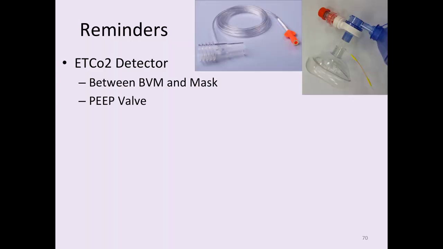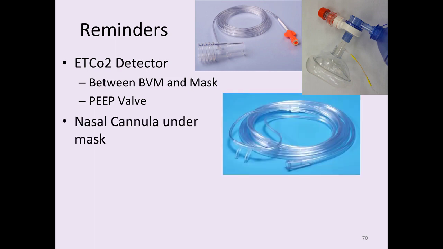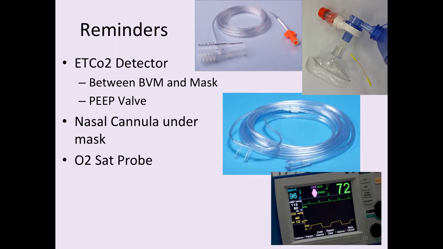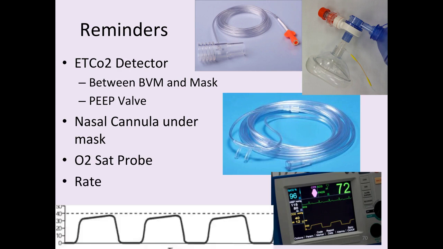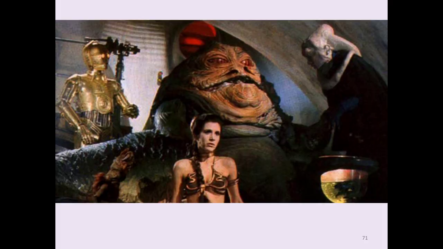So just a reminder, some things that are frequently forgotten: an end-tidal CO2 detector that's already placed on the bag and the mask and is warmed up, and a PEEP valve as well on the BVM. A nasal cannula placed under the mask or the bag valve mask. The SAT probe is checked, and we're not hyperventilating any of our patients.